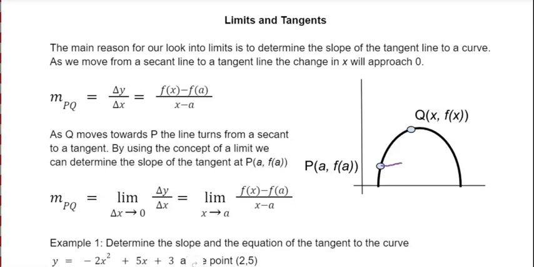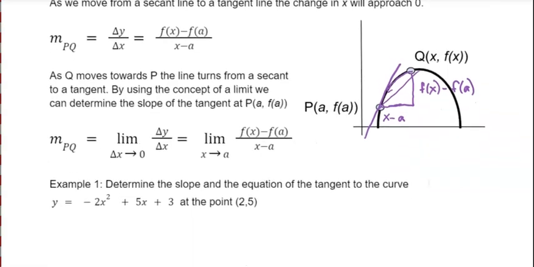And in order to do that, we need to have this point of x get closer to this point of a. And then this change in x is going to get closer to this change when the function is at a. Okay, so as q moves towards p on this curve, then the line turns from a secant into a tangent. Okay, and by using the concept of a limit, we can determine the slope of that tangent at P, and that's at a and then f of a.